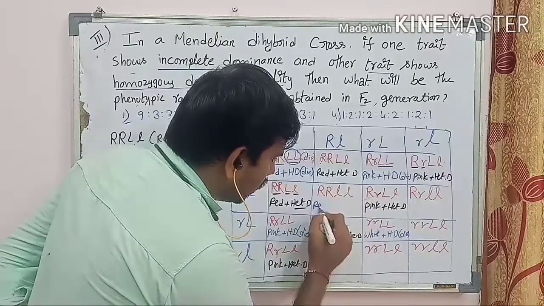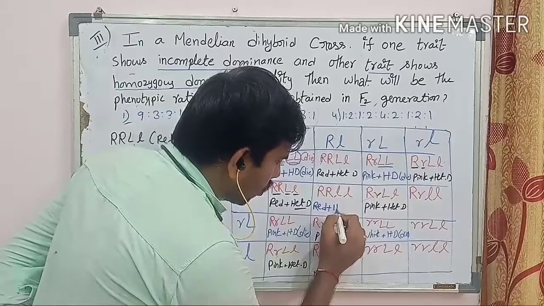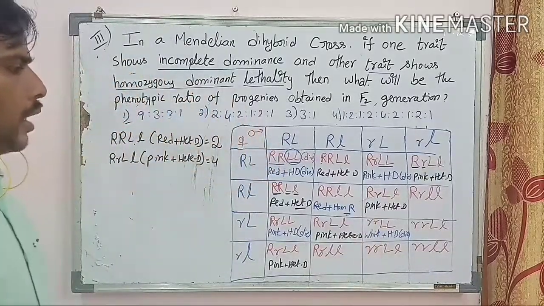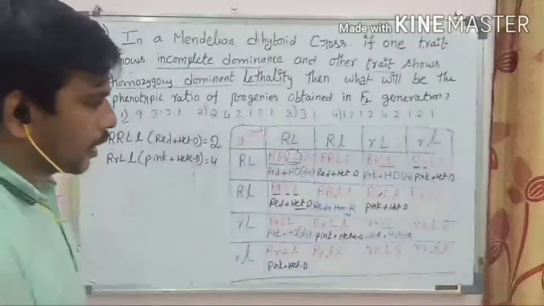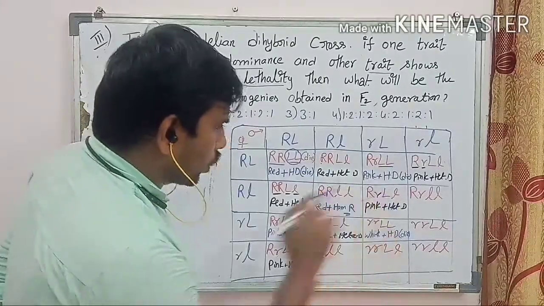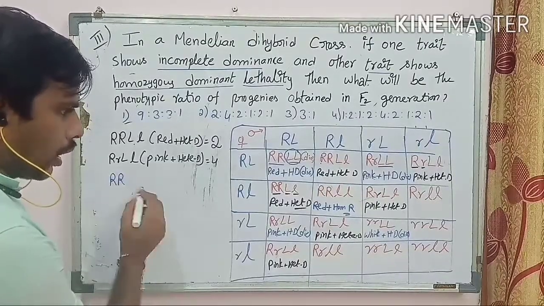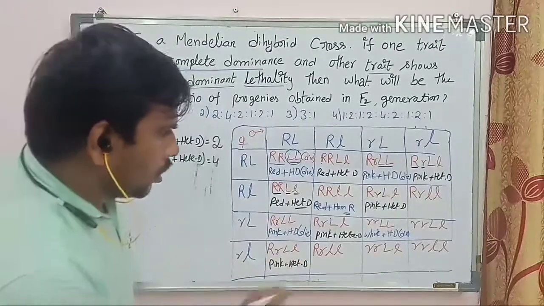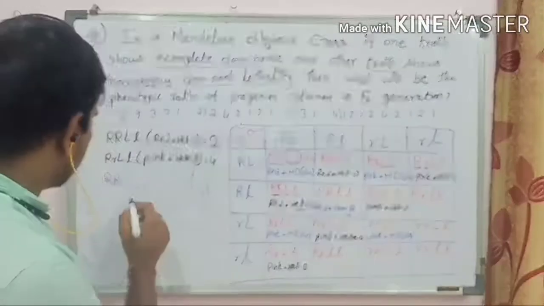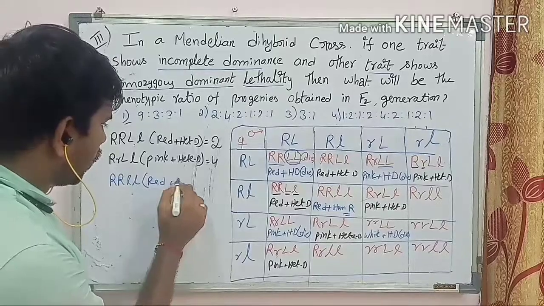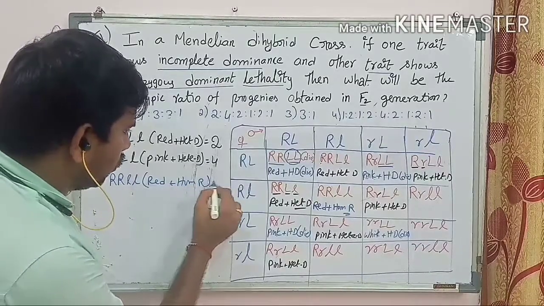Now we can see this genotype, capital R, small l, small l. This is red plus homozygous recessive for lethality. Now how many will be there like that? Red homozygous recessive. Now we'll write here capital R and homozygous recessive, small l. Now this is red plus homozygous recessive, only 1.